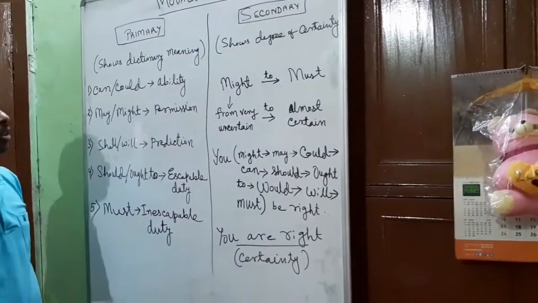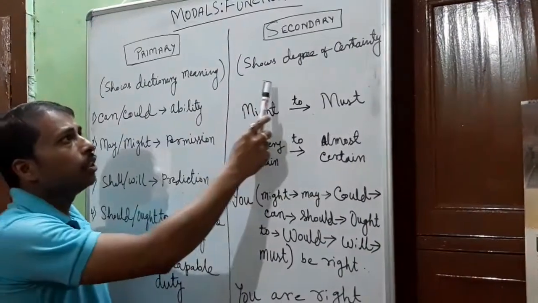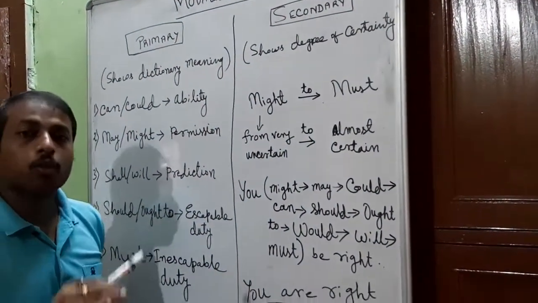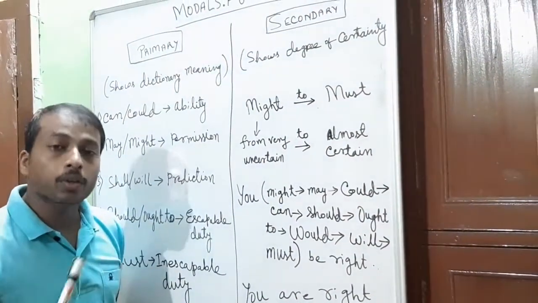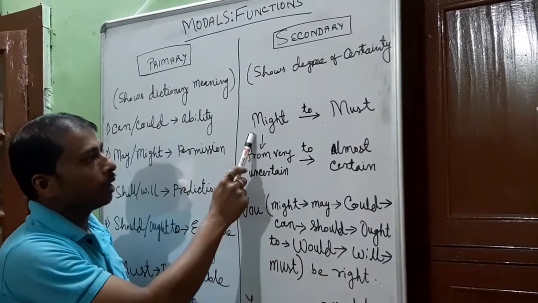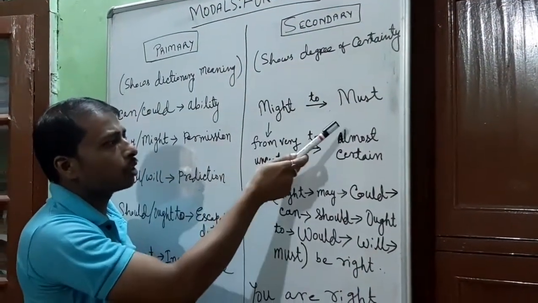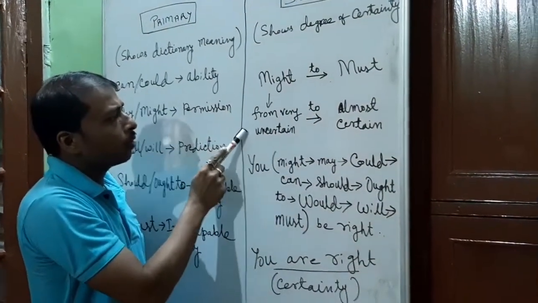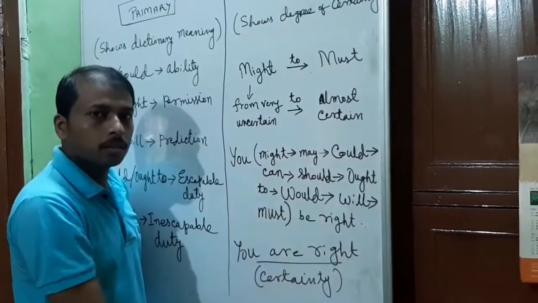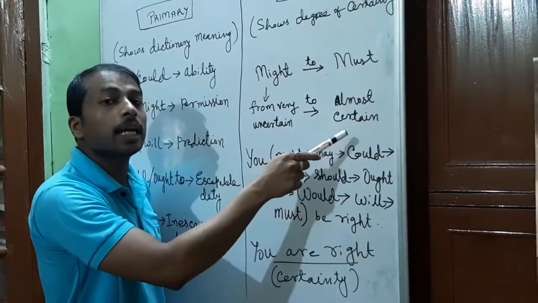Now coming to the secondary functions. Secondary function shows the degree of certainty of a modal. How much, to what extent, to what level, whatever we are speaking. Now the lowest level is might and the highest level is must. So from might to must we will go. Might is from a very uncertain level and must is almost certain but not totally certain. Almost nearly 99.99% certain.